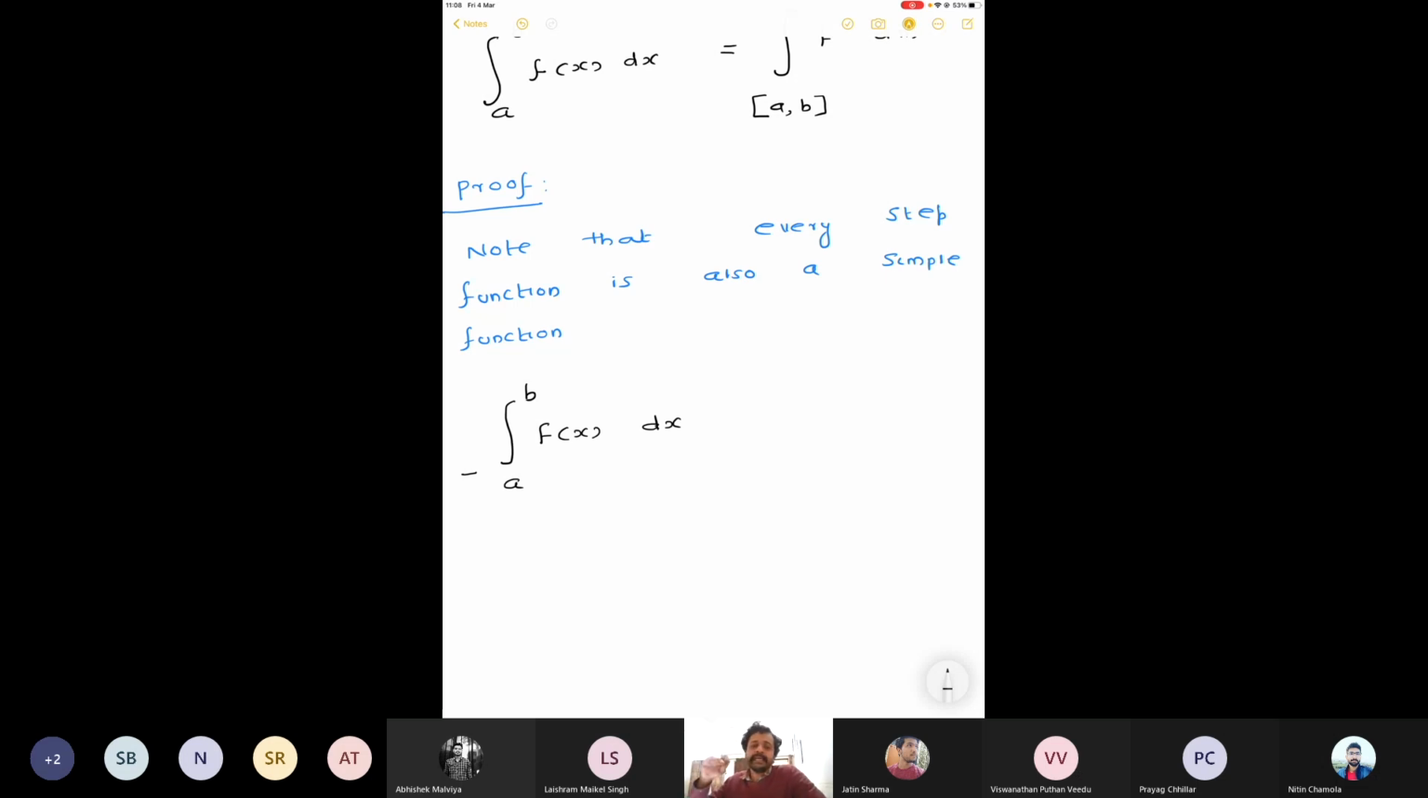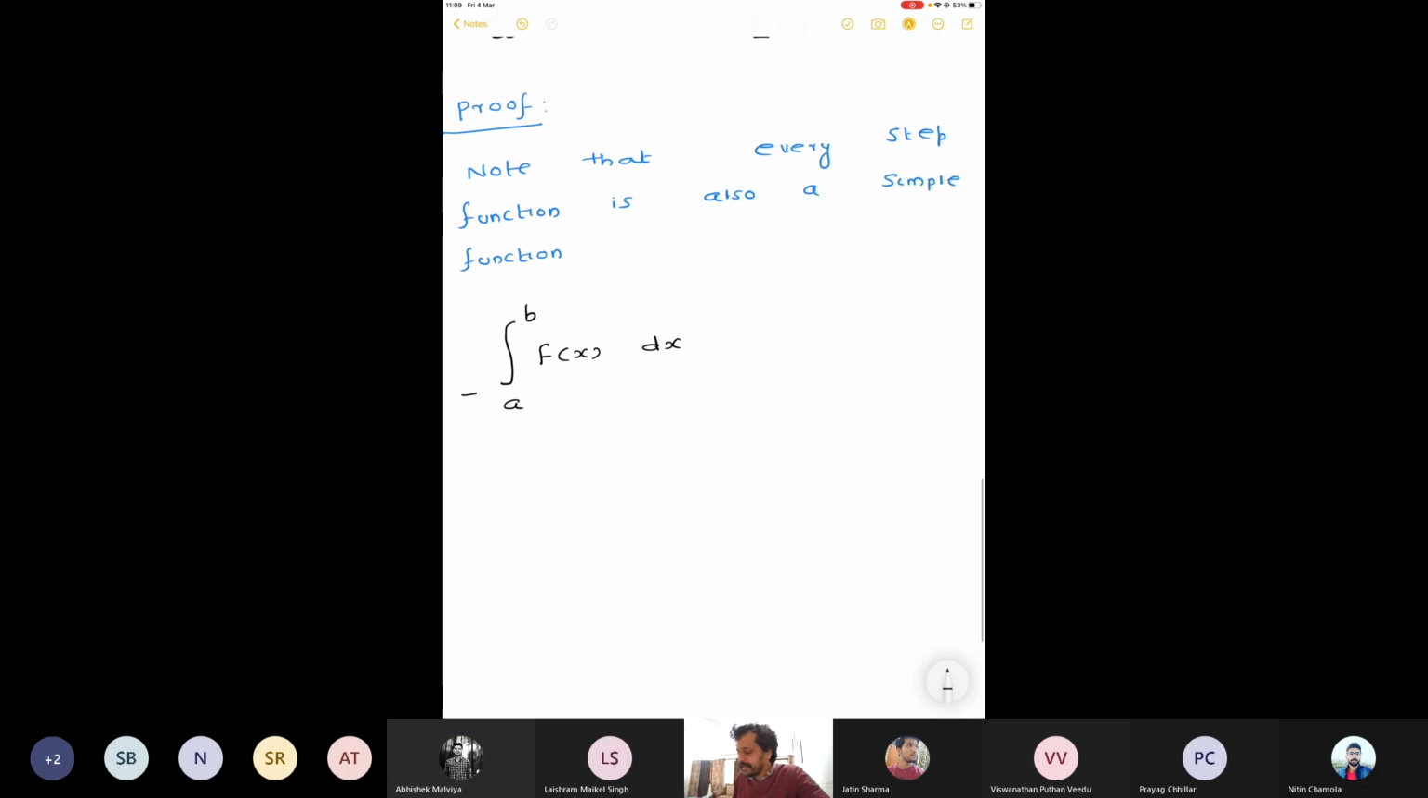How do you do that? You divide AB into several subintervals, and in each subinterval, you consider f of x to be a constant, and that constant value is the infimum of f of x over that subinterval. Yes or no? Yes, sir.